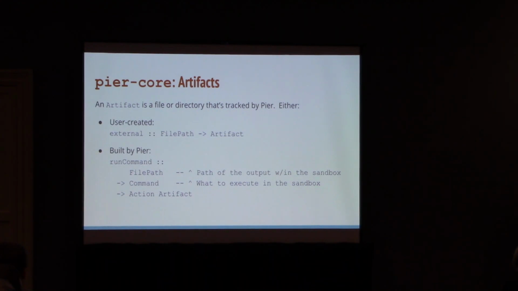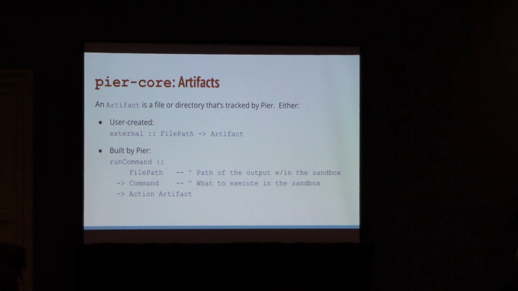So I want to talk a little about the Haskell library part of it. So the main type is an artifact, which is just a file or directory that's being tracked by Pier. It's one of two things. It's either something that's user created with the external function, or it's something that's built by Pier with the runCommand function. This function runs in the action monad, which is something that Shake provides for dependency management. And so this integrates with any other Shake rules that you have.